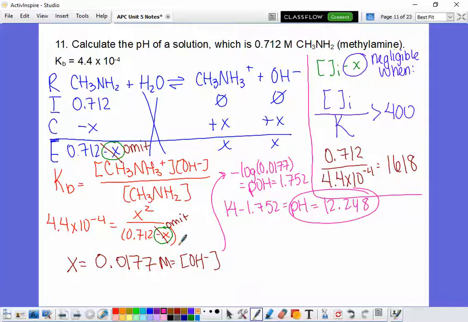Yep. And if you had gone through here, and you didn't omit that minus X, I believe the answer was 12.243, which is like 0.005 away. It's practically the same thing. That's within the margin of error. As long as your calculated pH is within 0.5 pH units of what it's supposed to be, you're good.